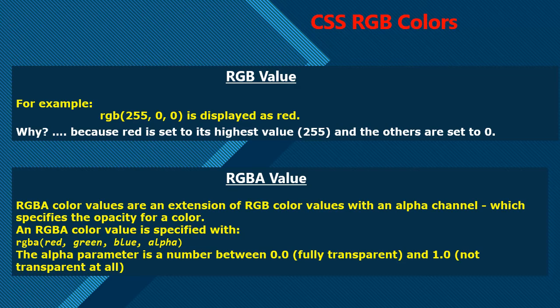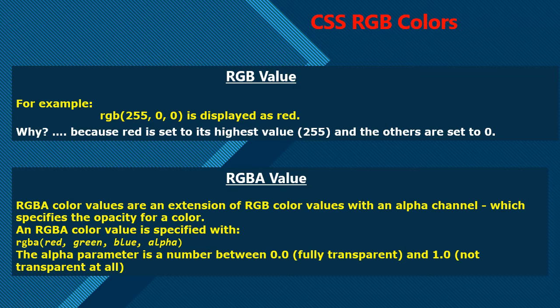are set to 0. Now, if you want to display black, you have to set all the parameters to 0. That means red, green and blue to 0. And if you want to display white, set all the parameters to the highest value, that is 255.